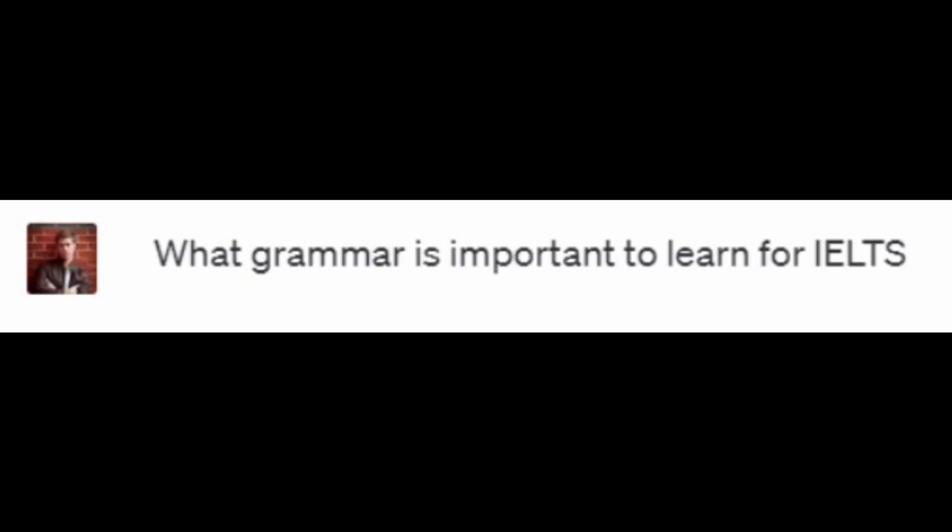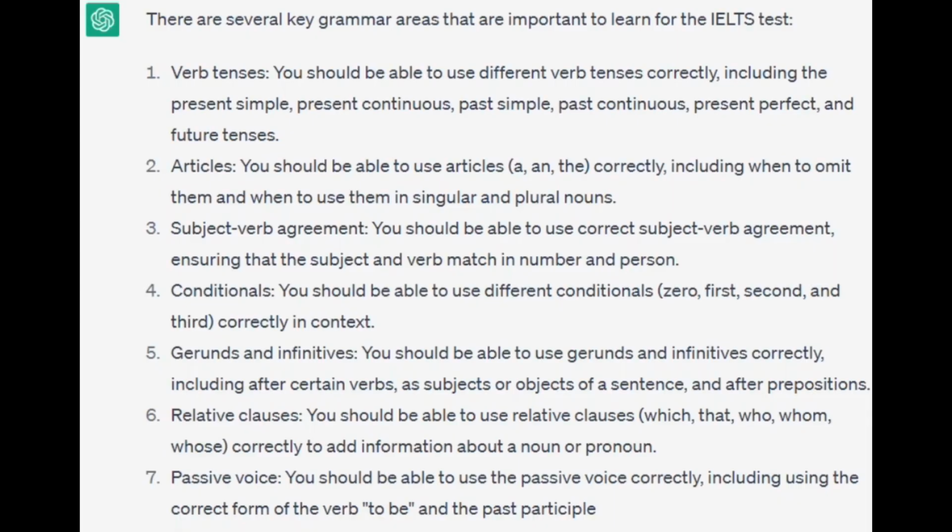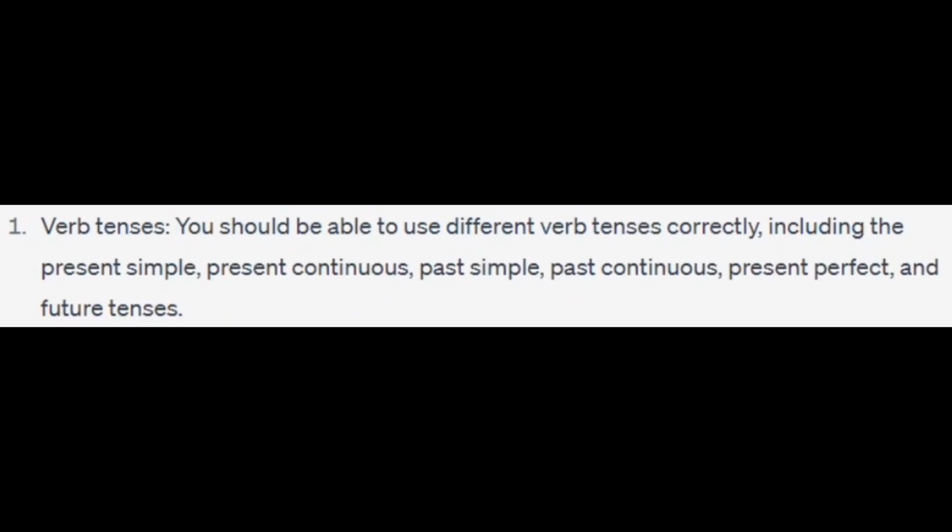What grammar is important to learn for IELTS? There are several key grammar areas that are important to learn for the IELTS test. Verb tenses. You should be able to use different verb tenses correctly, including the present simple, present continuous, past simple, past continuous, present perfect, and future tenses.